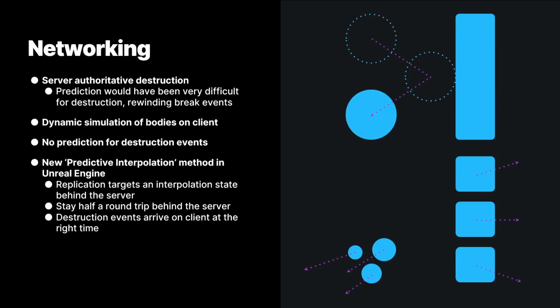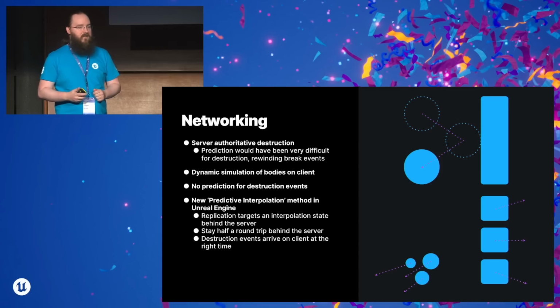Next, networking. I mentioned earlier that the destruction was server authoritative. Although the server is responsible for breaking events, the client still has simulation for objects, but doesn't do any breaking without the server telling it to. It means we might see a situation where an object bounces off a destructible, then a little while later, depending on what the round trip time is, the client might pick up the break, sort of like this, which isn't great because the client missed the event.